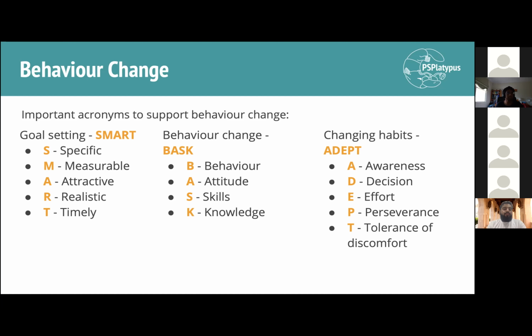Then your goal must be measurable. So in this example, 5 kilometers a day is our goal. Through this measurement, we can see how far we have gone in achieving our goal. It also needs to be attractive to encourage us to continue. For example, we can take some of our friends or our families along during our exercise, so it won't be boring.